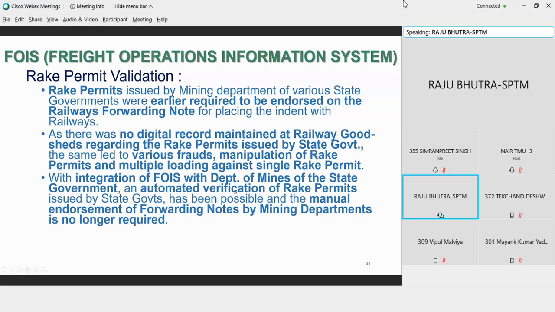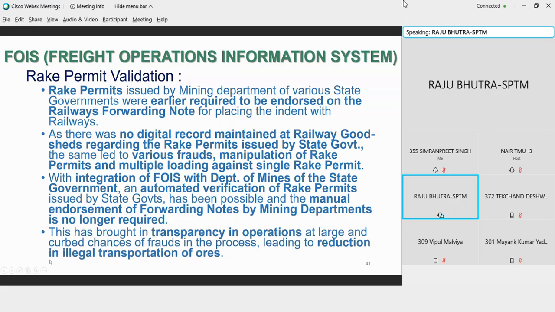With the integration of this system with the Department of Mines of the state government, this IT application is integrated with the software used by the Department of Mines of the state governments. Now, automatic verification of rake permits is possible, and manual endorsement of forwarding notes by the mining department is no longer required. This has brought in transparency in operations at large and curbed chances of frauds in the process, leading to a reduction in illegal transportation of ores.